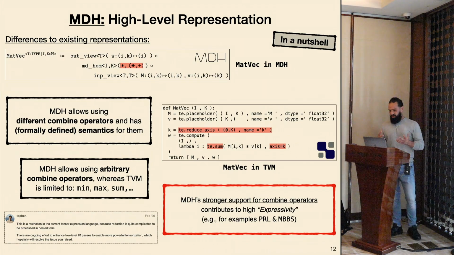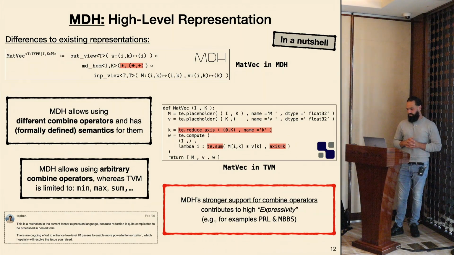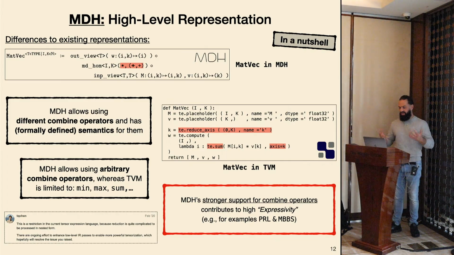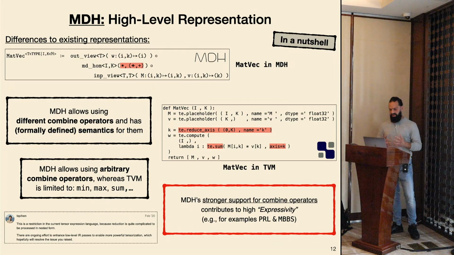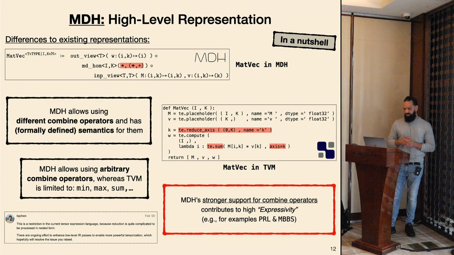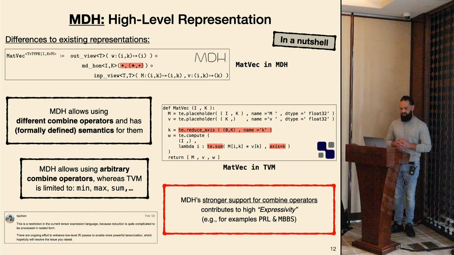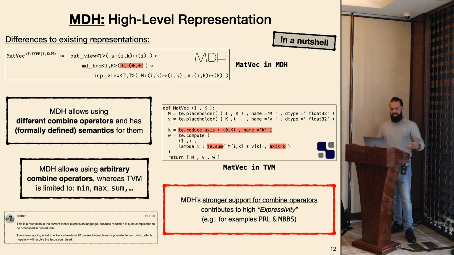And maybe also, quickly, a comparison of MDH with TVM, which is the state-of-the-art approach for generating efficient program code from high-level abstractions for array computations. Compared to TVM, the major strength of MDH is again mostly regarding the combine operators. MDH allows using different combine operators, and we have a formally defined semantics for them.